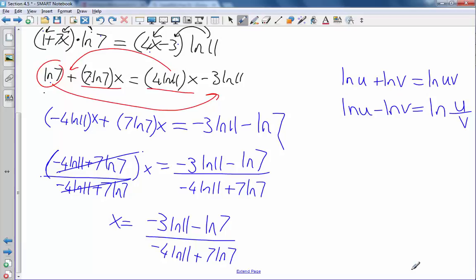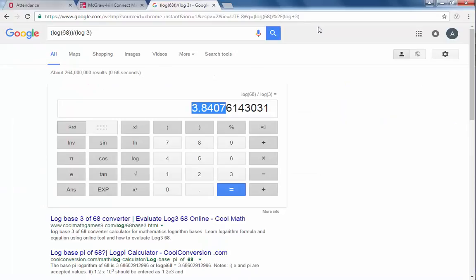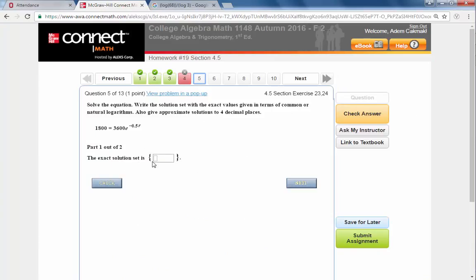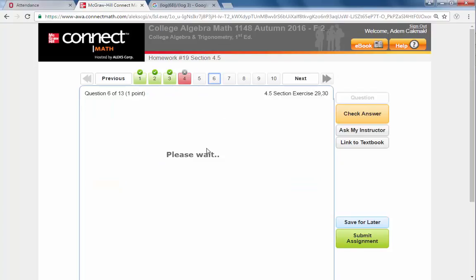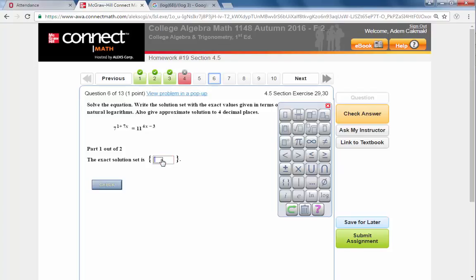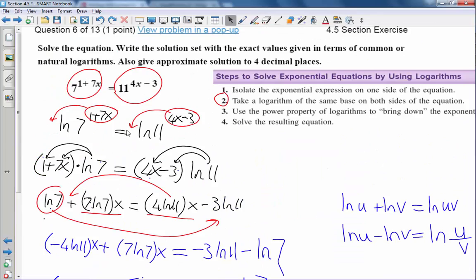Anyhow, if you want to combine these, you can, but I don't think it's necessary. So I believe this will be accepted. Because when you combine them, 11 cubed is not going to cancel with 7. I hope our answer will be accepted like this. First, let's match the question. Is it the same? Yep.